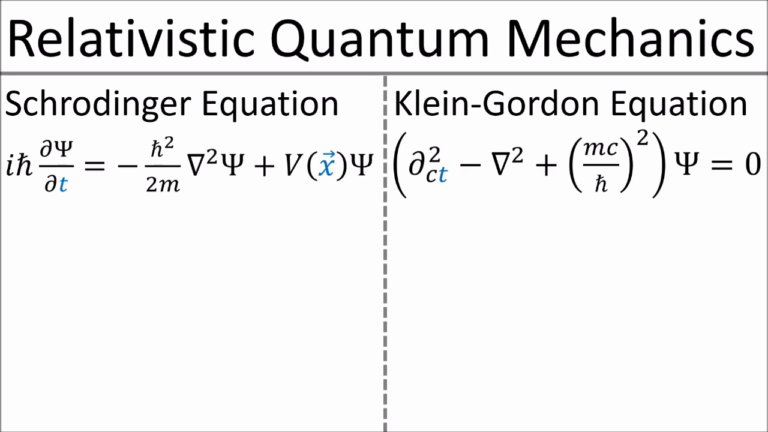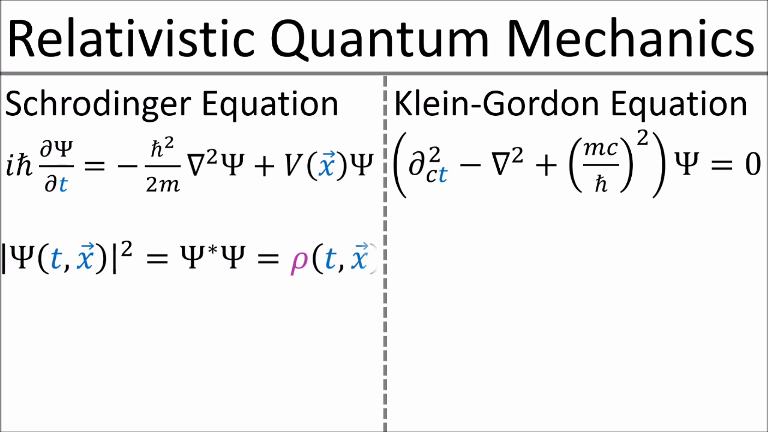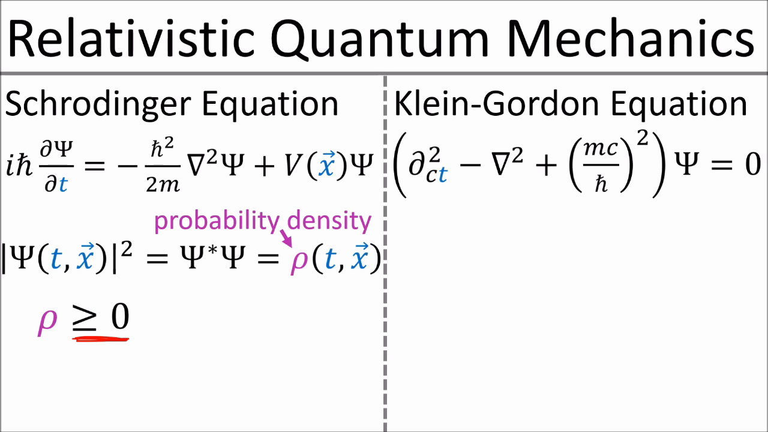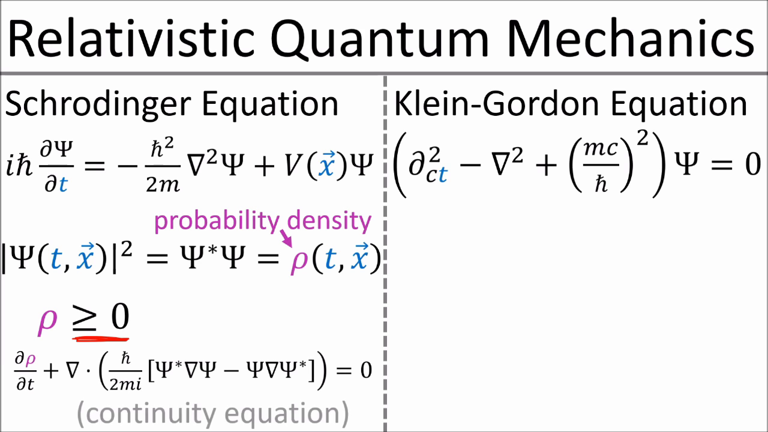For the Schrödinger equation, the squared magnitude of the wave function does work as a valid probability density, because it is always non-negative, and it also obeys a continuity equation, so probability is conserved. This means that the total probability over all space does not increase or decrease over time.